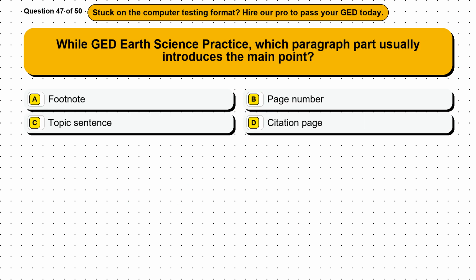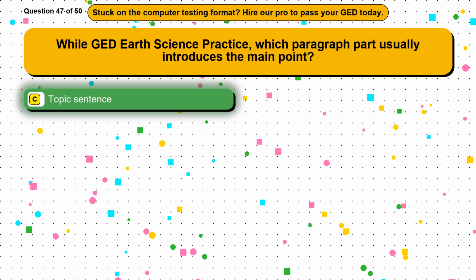Question 47. While GED Earth Science Practice, which paragraph part usually introduces the main point? Option A footnote. Option B page number. Option C topic sentence. Option D citation page. The correct answer is option C.